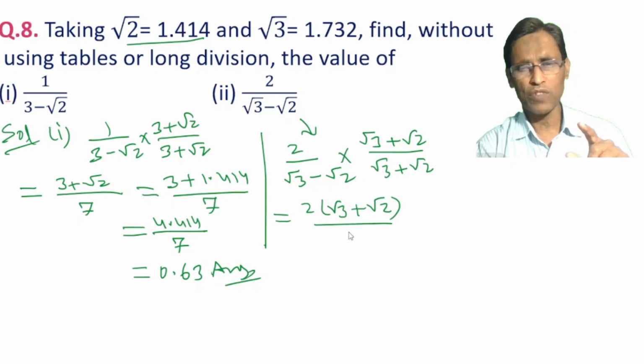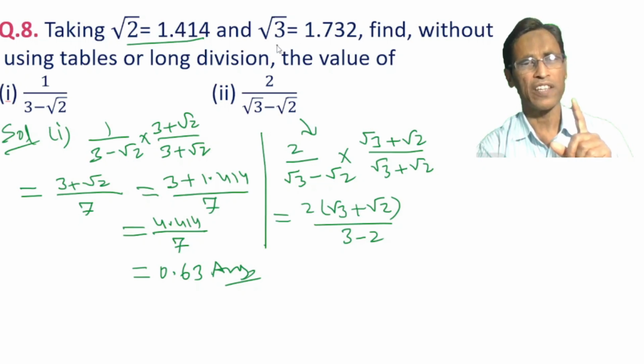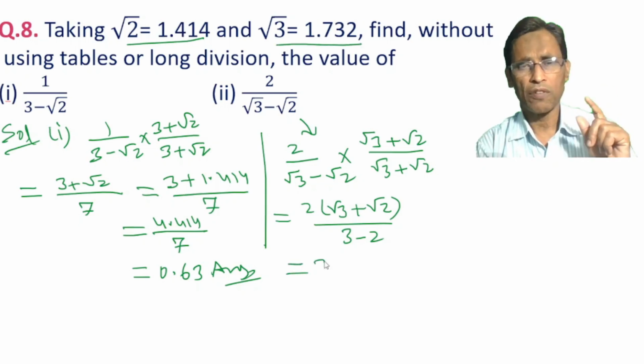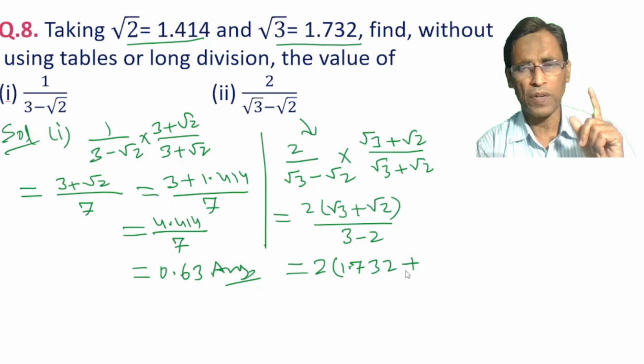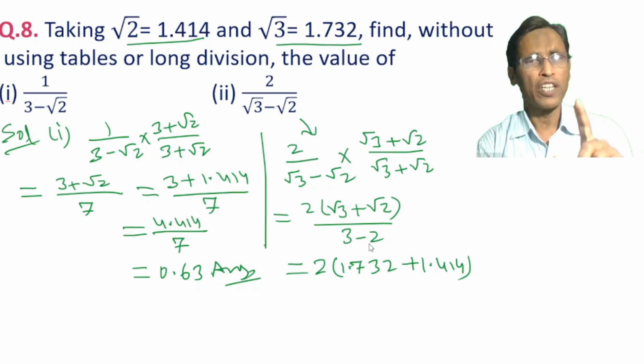In the next step, we shall put in the values of √3 and √2 from the information given. √2 equals 1.414 and √3 equals 1.732. Therefore, 2 times (1.732 + 1.414). In the denominator, 3 − 2 gives 1, and 1 in the denominator is not written, so we will have only these terms.